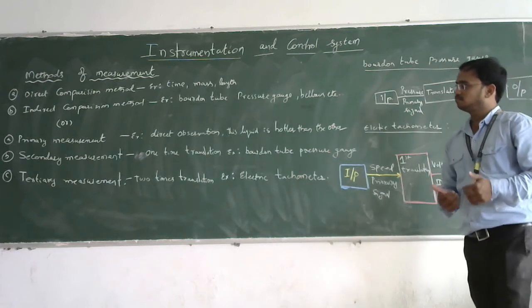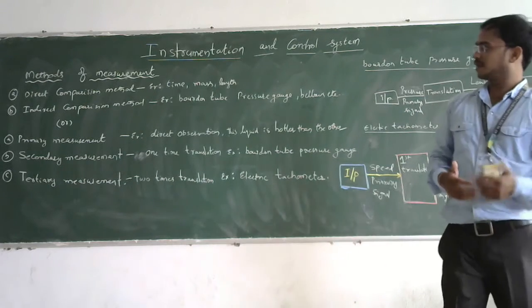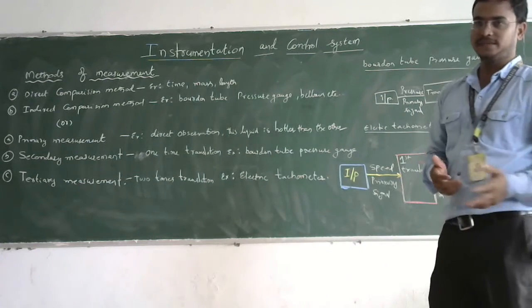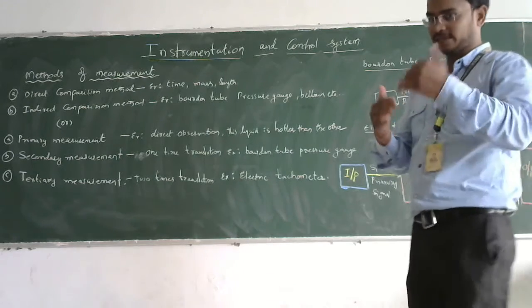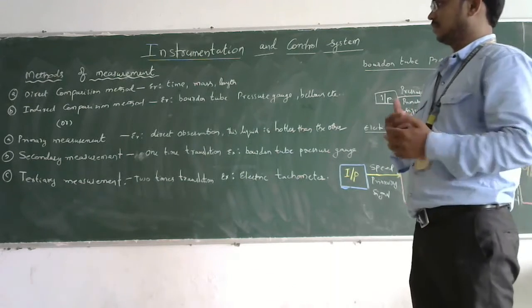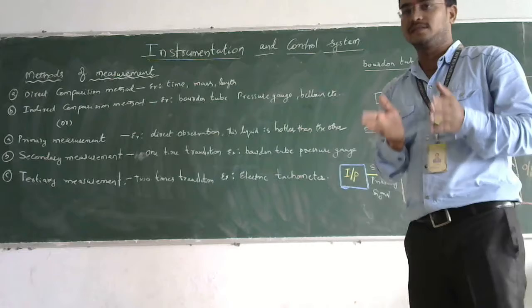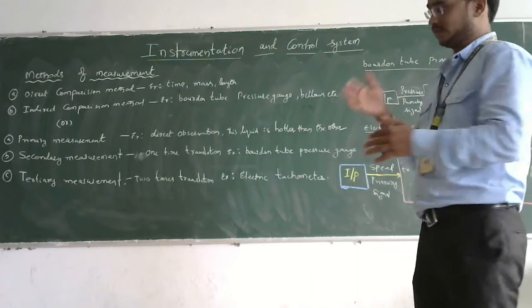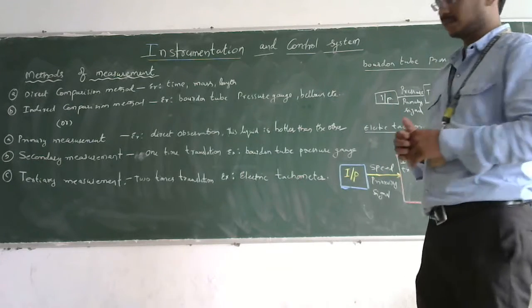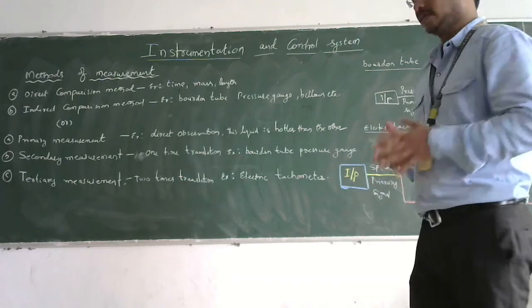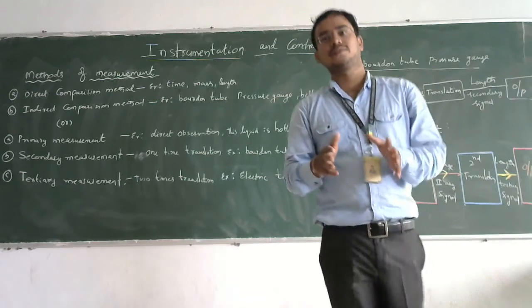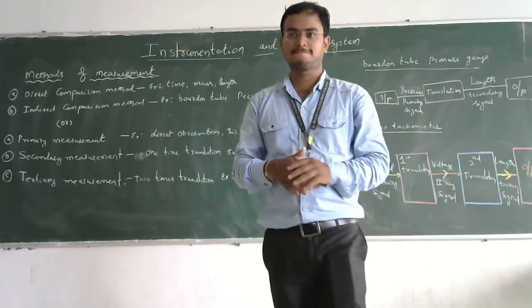So again, summarizing this, for methods of measurement we have two different categories. The first category is the direct comparison method and indirect comparison method. The second category is primary measurement, secondary measurement, and tertiary measurement.